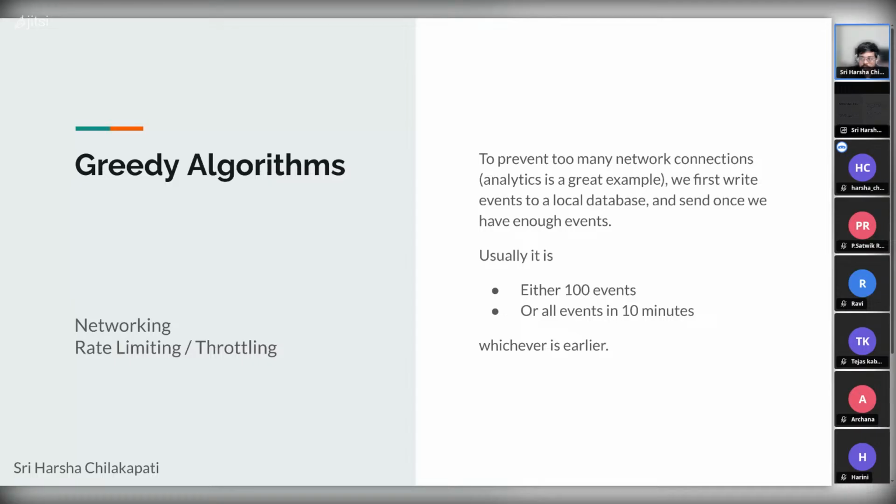And this is a greedy algorithm because it has only two things: either 100 events or 10 minutes has elapsed, which is a greedy step. We don't try to specifically optimize for what if 10 of them have been already seen by the backend, or five of them have already been seen. We just apply the same rule, hoping it optimizes for everything, and that is a greedy algorithm here.